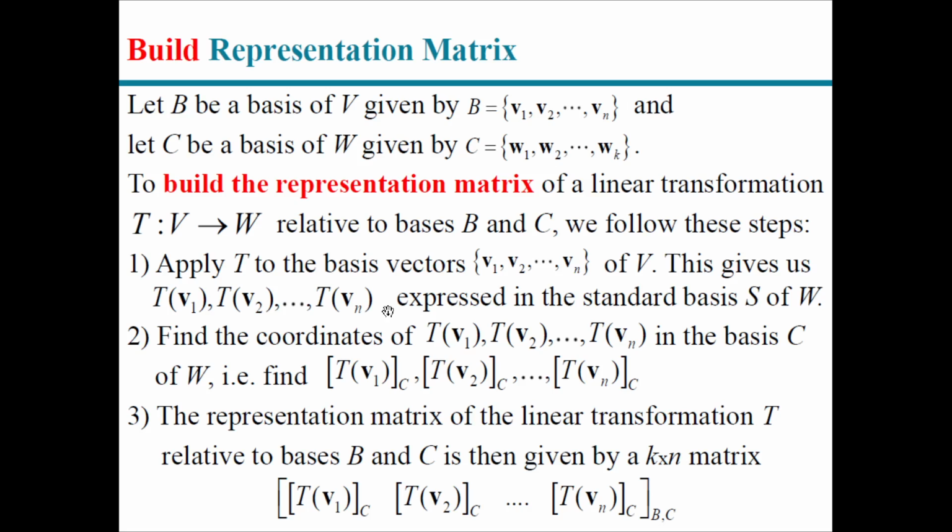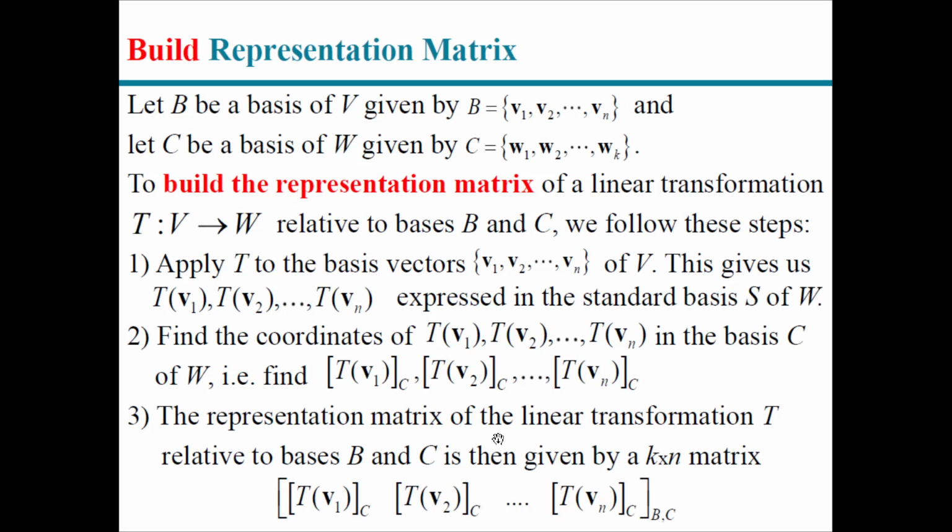Now the second step will be to find the coordinates of the images, T of v1, T of v2, T of vn. We need to find their coordinates in the basis C of the codomain. This part requires a little bit more work because we need to solve a linear system using Gauss-Jordan. Once we do that, we will get the coordinates of the images in basis C. Now we take those coordinates and we just put them into the columns of a matrix. And that's how we build the representation matrix.